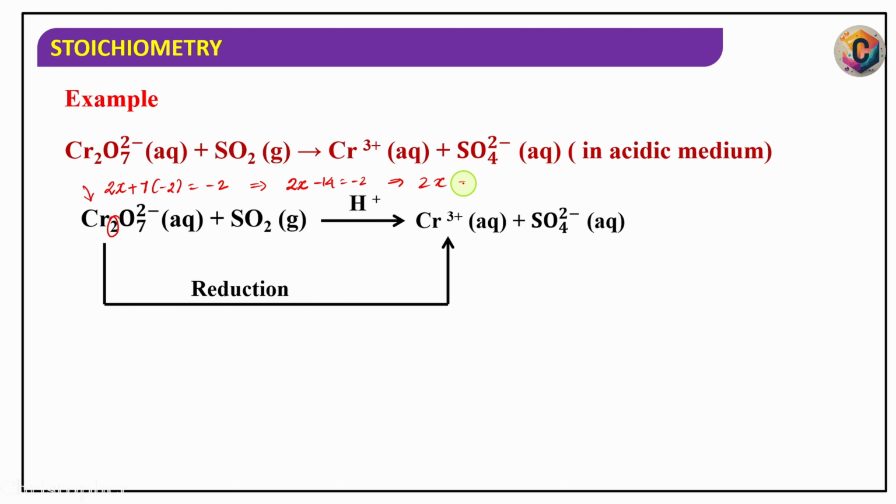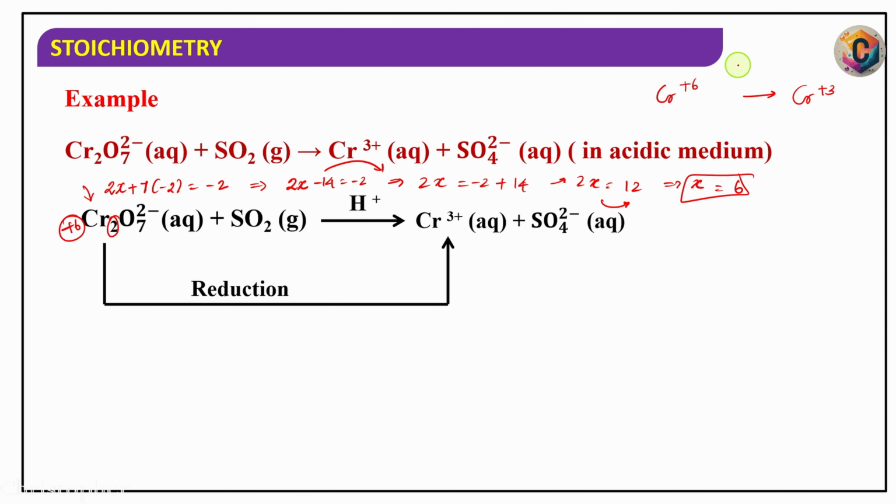Then 2x is equal to minus 2, and minus 14 brought to the other side becomes plus 14. Then 2x is equal to plus 12. If you want to find x, 12 by 2 is 6. So here Cr is in the plus 6 oxidation state. This plus 6 is now converted to plus 3. Look at the oxidation number of Cr. It is decreasing from Cr plus 6 to Cr plus 3.